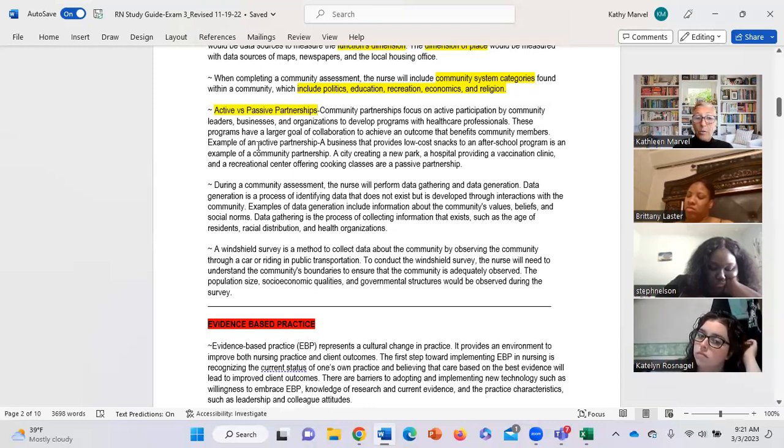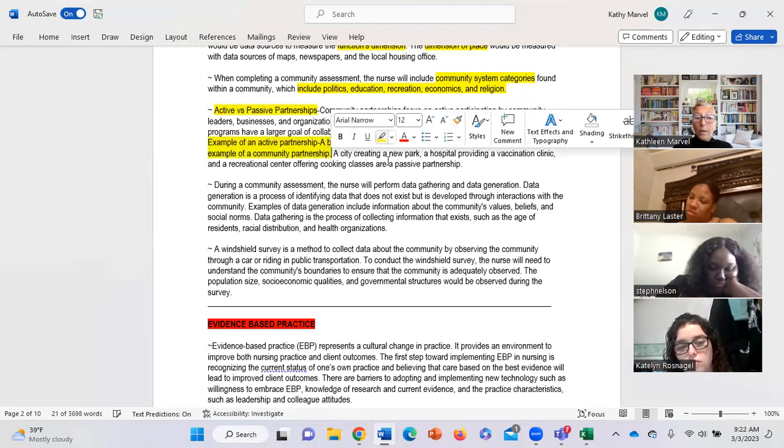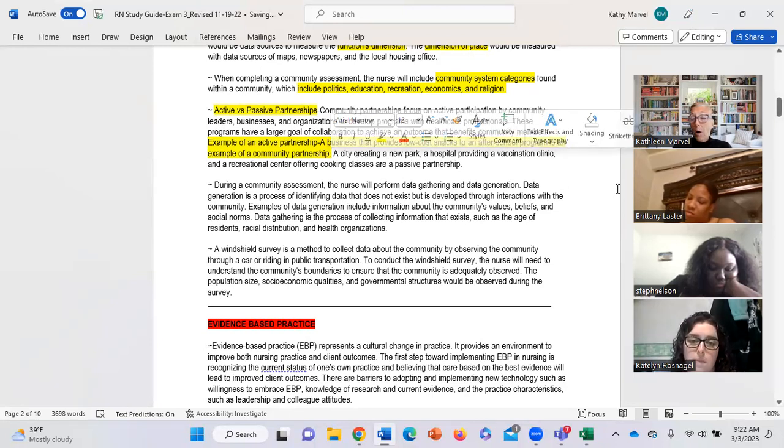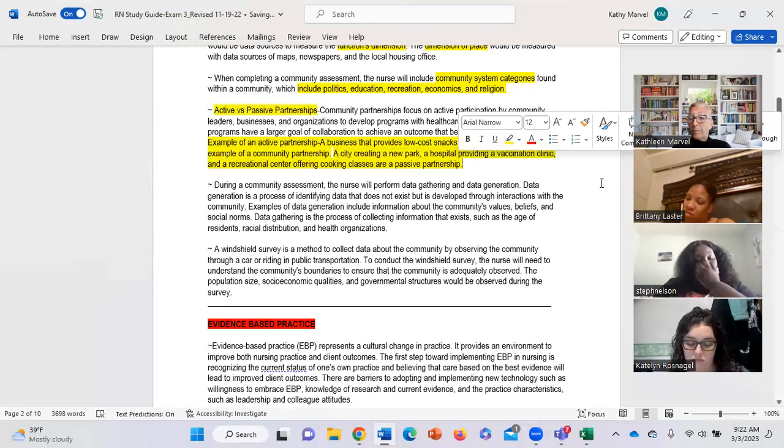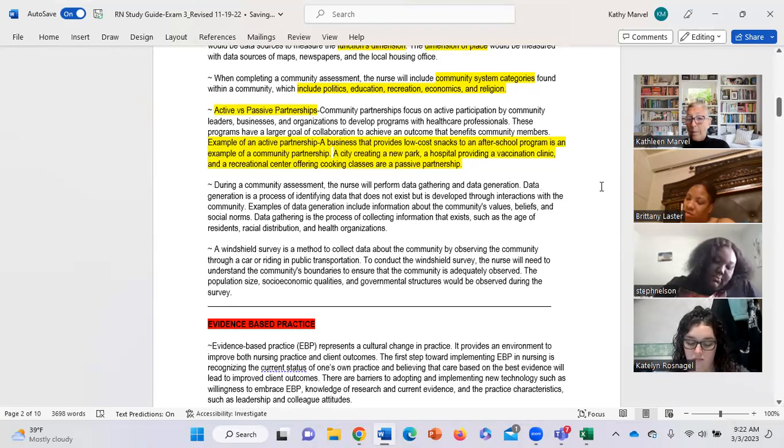And here are your examples. An example of an active partnership: low-cost snacks to after-school programs. You're walking the walk. And a passive partnership would be a city creating a new park, hospital, vaccination clinic, rec center, offering cooking classes. That's something in the works, but it's being planned behind the scenes. Does that make sense?